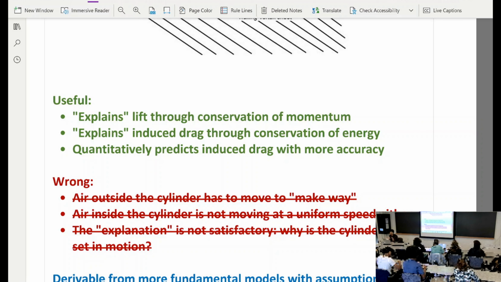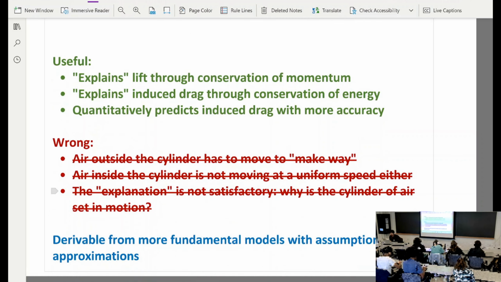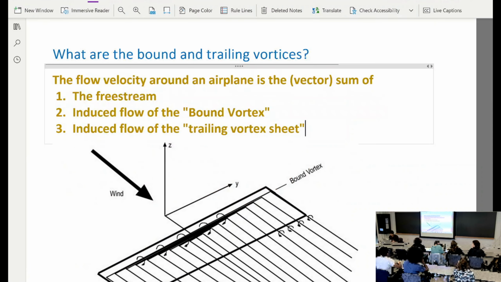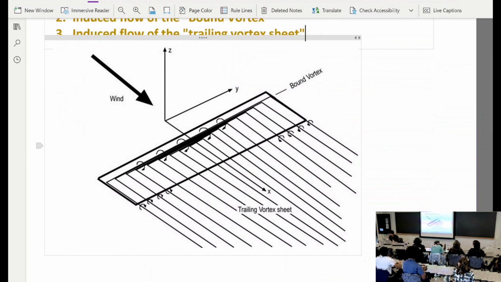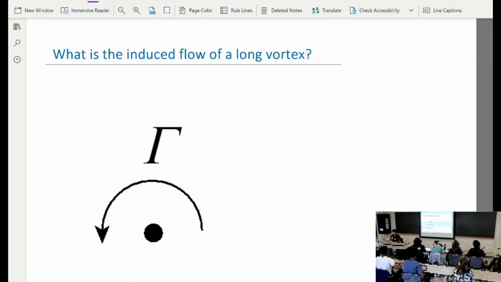And it is no longer as wrong as the air cylinder model because it actually explains how the air away from the wake makes way for the downward flow in the wake. It also describes how the air, even inside the cylinder, near the airplane, is actually moving at non-uniform speed. And it is no longer as unsatisfactory as the air cylinder model. So we're going to look into that in detail. All right. So I'm going to skip this and first of all explain what is the induced flow.